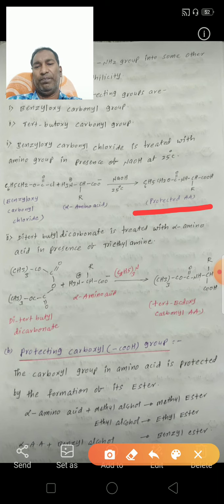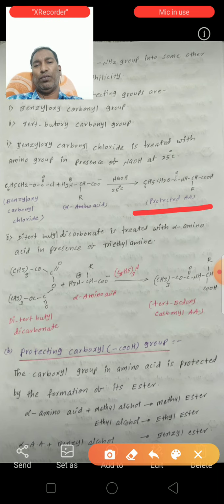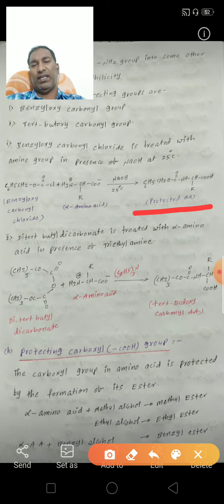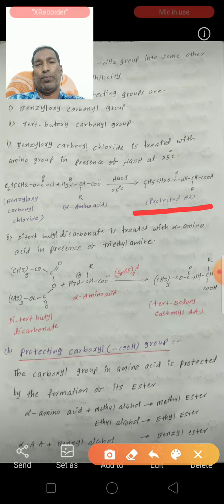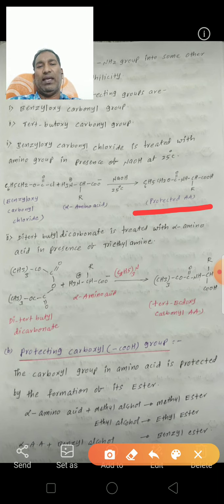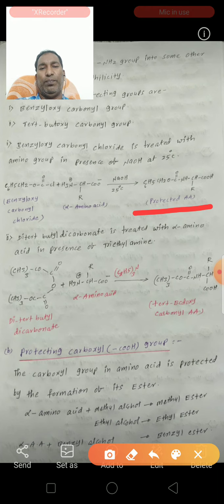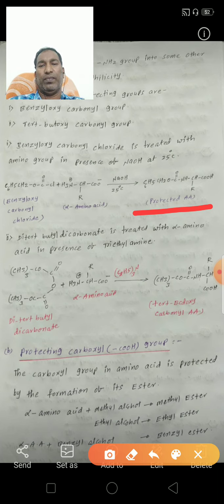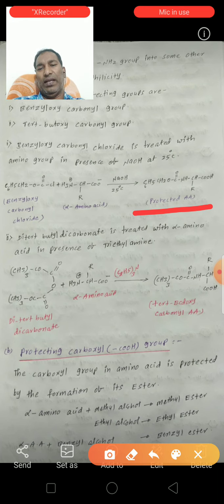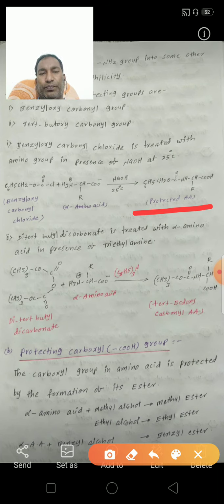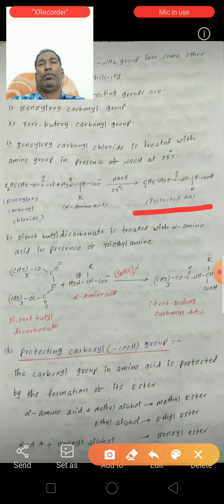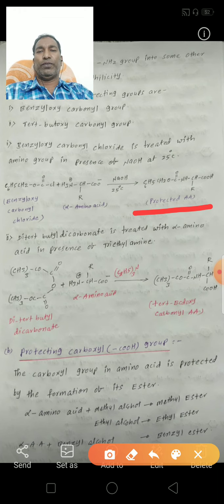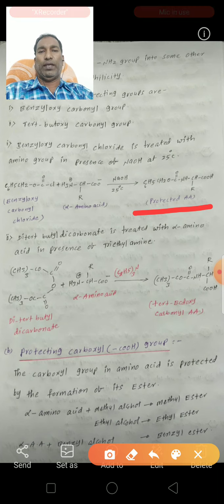See here, this is the CH3 CO, COO, COCO CH3, di-tertiary butyl dicarbonate. It is treated with alpha amino acids in presence of triethylamine to form a tertiary butoxycarbonyl amino acid. Here also the NH2 group of amino acids is protected by this di-tertiary butyl dicarbonate derivative. So these two substitutions are used for the protection of the NH2 group of amino acids.